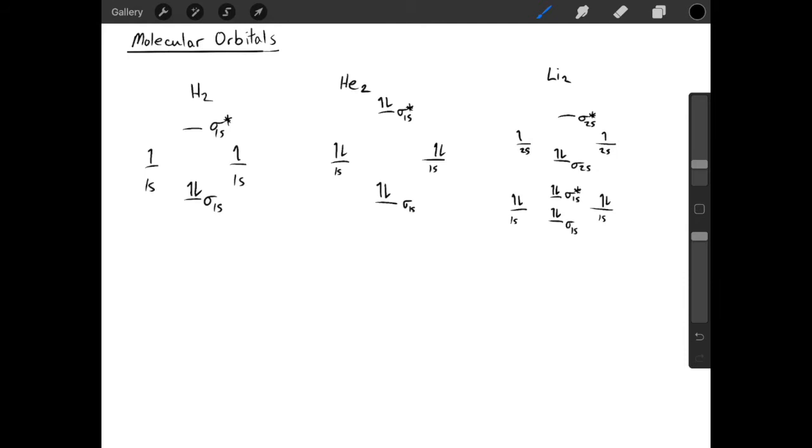Out of these 3 possible molecules, H2 and Li2 are real. These are real single-bonded molecules, and He2 is not. And we can explain that just by looking at the relative number of bonding versus anti-bonding electrons.